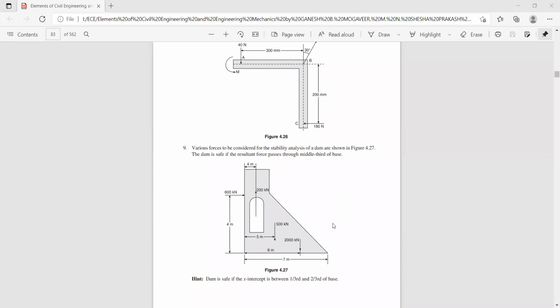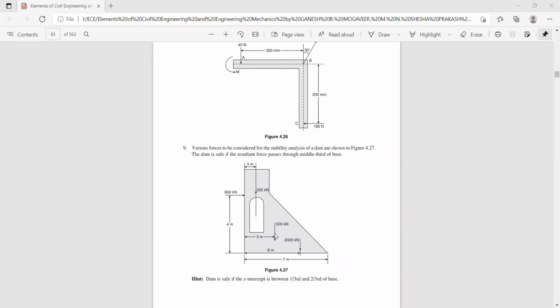Now we need to find the position of the resultant. Correct? So now consider the moment of all the forces with respect to this point. Let us call this point A. So sigma MA is equal to 600 into 4. Correct? This height is 4, and this will create a clockwise moment. 600 into 4 minus, you can see here, this is a 200 Newton force. It is acting like this. Correct? So it creates an anti-clockwise moment. So the distance is 4 meters. So sigma MA is 600 into 4 minus 200 into 4.